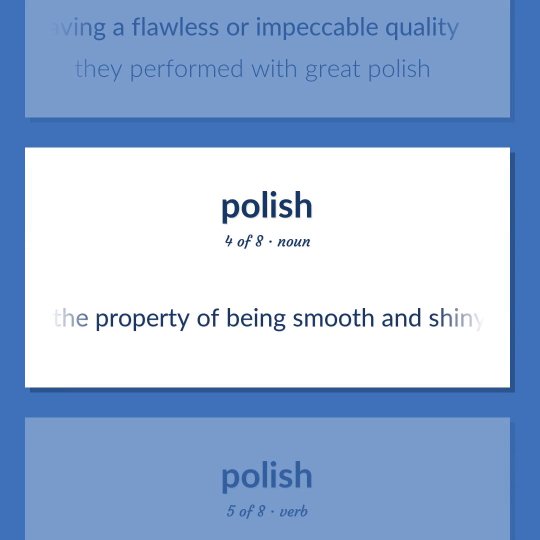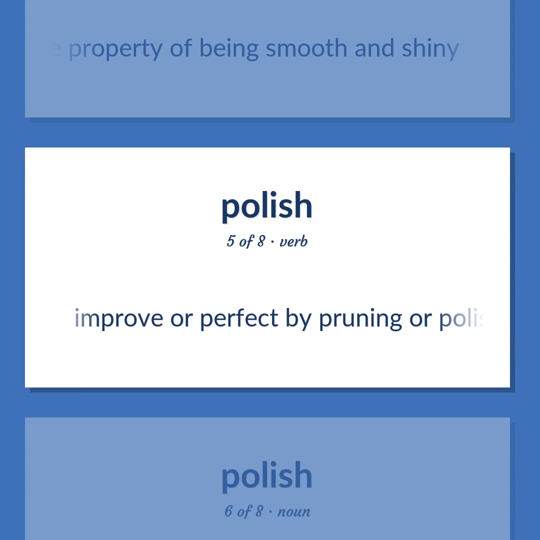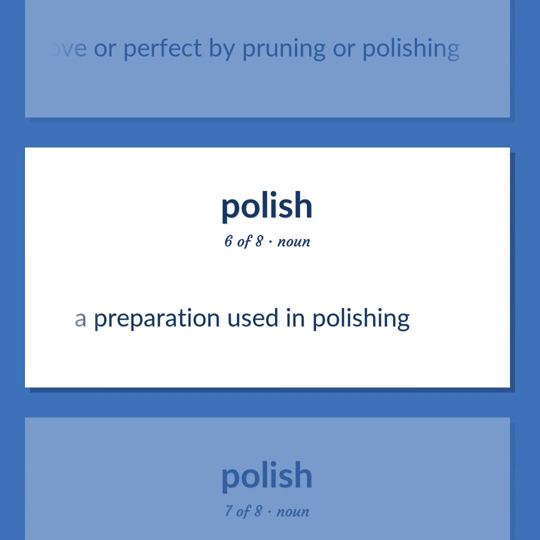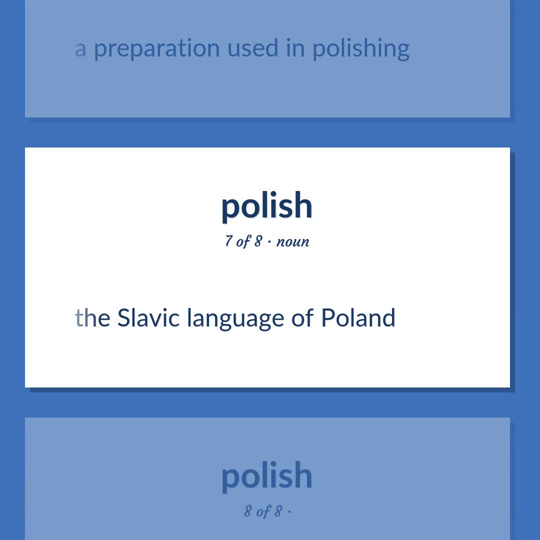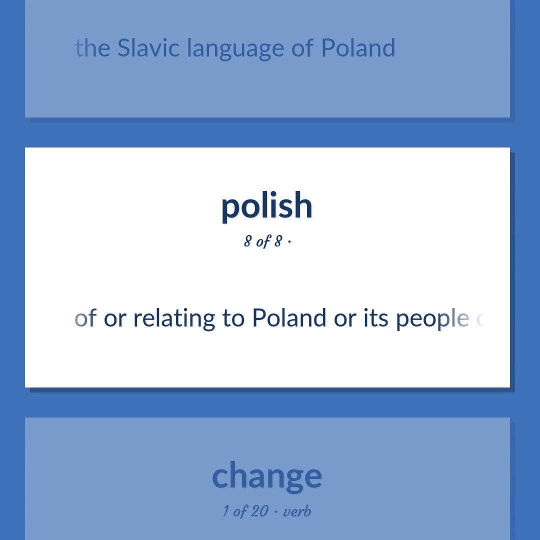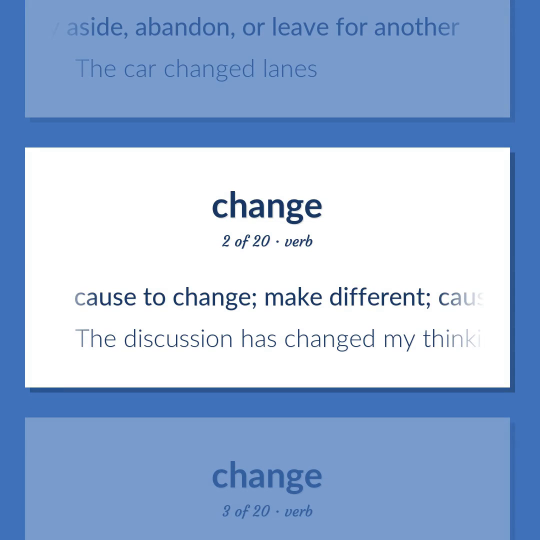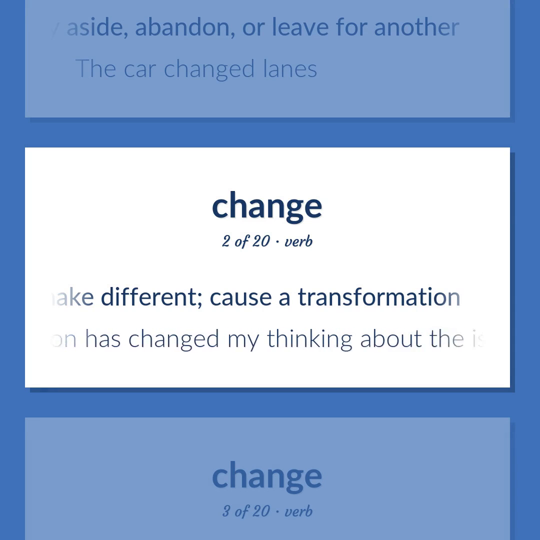The property of being smooth and shiny. Improve or perfect by pruning or polishing. A preparation used in polishing. The Slavic language of Poland. Of or relating to Poland or its people or culture. Lay aside, abandon, or leave for another. The car changed lanes. Cause to change, make different, cause a transformation. The discussion has changed my thinking about the issue.